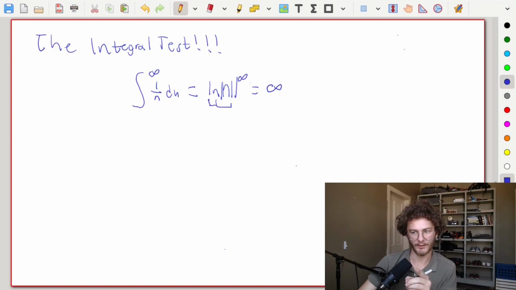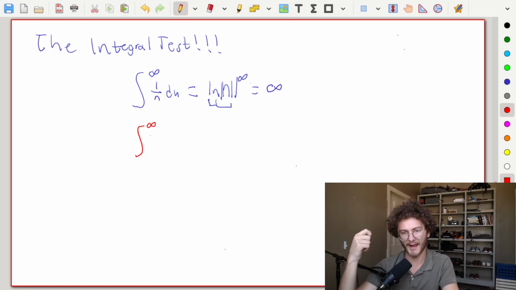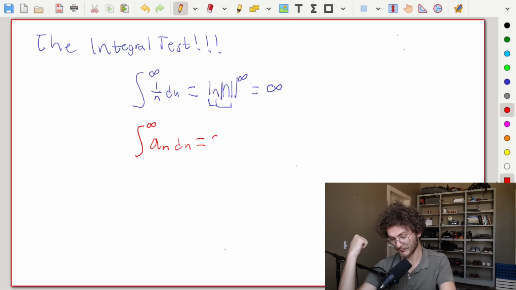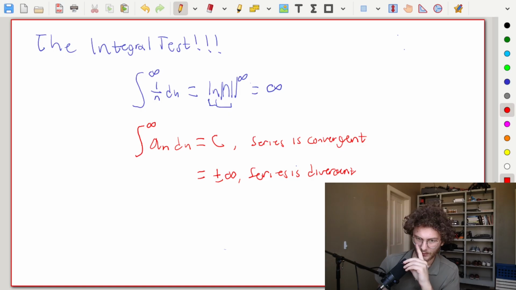If the upper bound of the integral of your function, the general form being, and we're going to use red, if we take the upper bound of an integral of some function, series a sub n, dn, if it's equal to some constant, the series is convergent. If it is plus or minus infinity, the series is divergent. Now that's a really useful test. So let's do some examples.